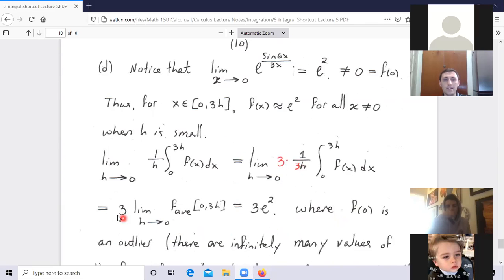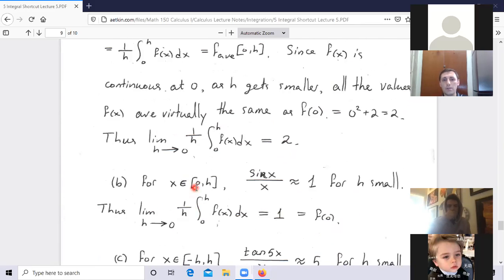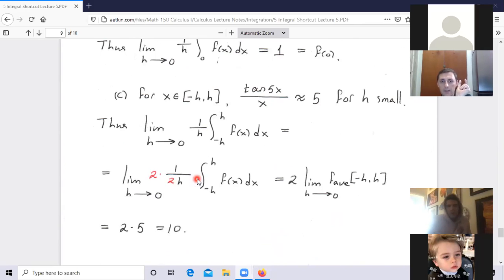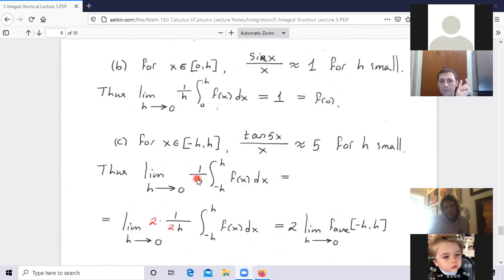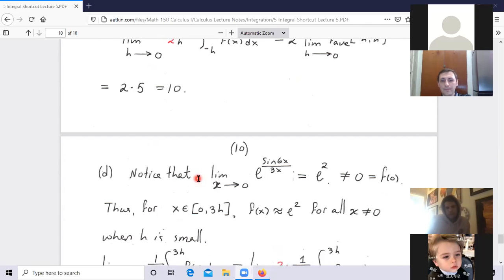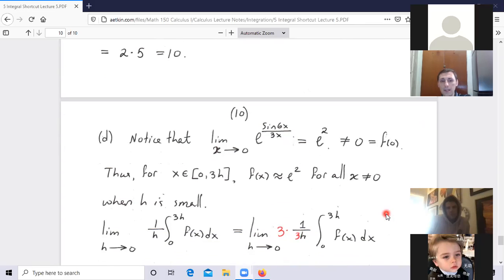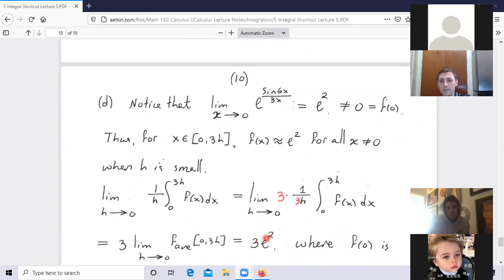Now what we have is 3 times the limit as h goes to 0 of the average from 0 to 3h. See, the function is piecewise. There is one value that's always equal to 0 whenever we average, right? The function is equal to 0 at 0. So the limit is not 0. The limit as x goes to 0 is e squared, which is different from f of 0.